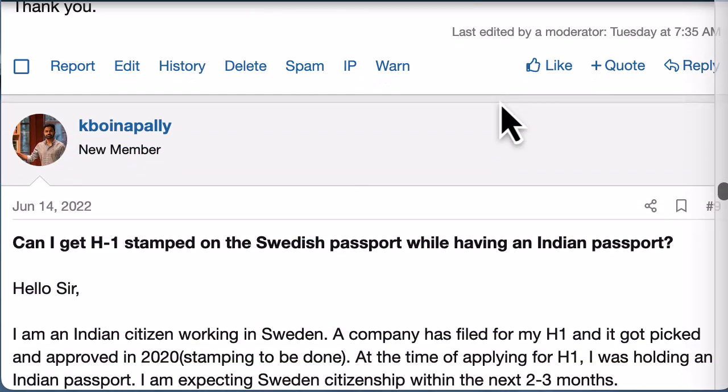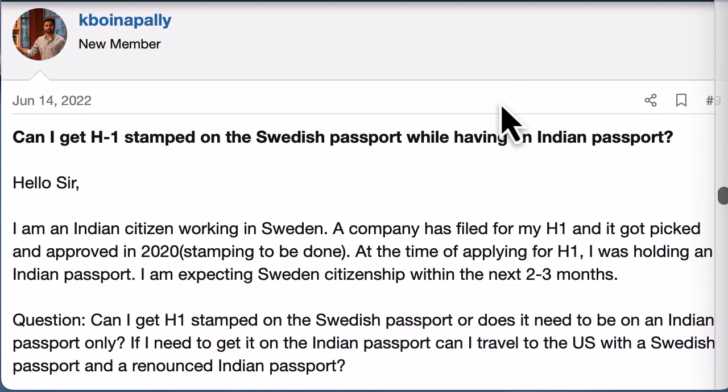Okay. So the next one is also very interesting. Can I get an H-1B stamped on a Swedish passport while I have an Indian passport? I just answered this question yesterday in a consultation. First of all, if I remember correctly, India requires you to surrender your passport. So you don't have an Indian passport. You have to get the H-1B stamped on your Swedish passport.